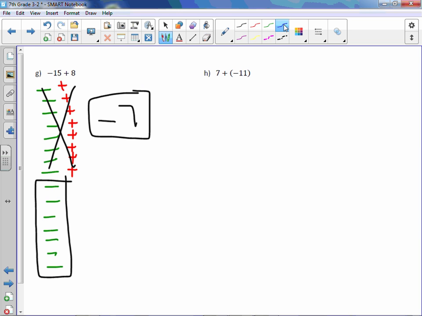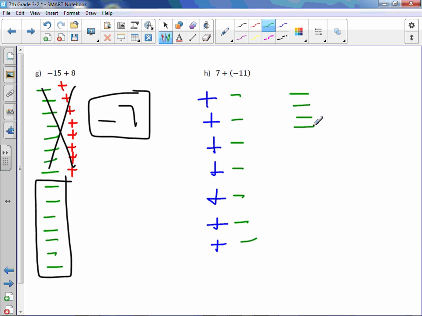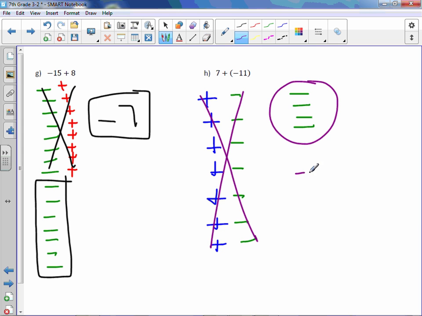Letter H, we have 7 positives. And 11 negatives. Once you match them up, you can actually take your extras and move them somewhere else if you want. So I have 7 negatives so far. 8, 9, 10, 11. Cross out your 0 pairs. And you have 4 negatives left. Therefore, negative 4.